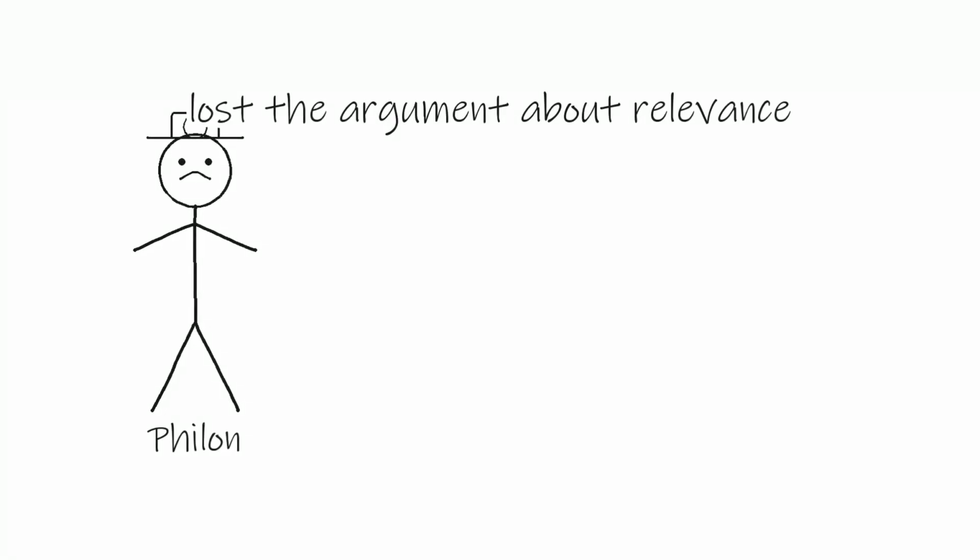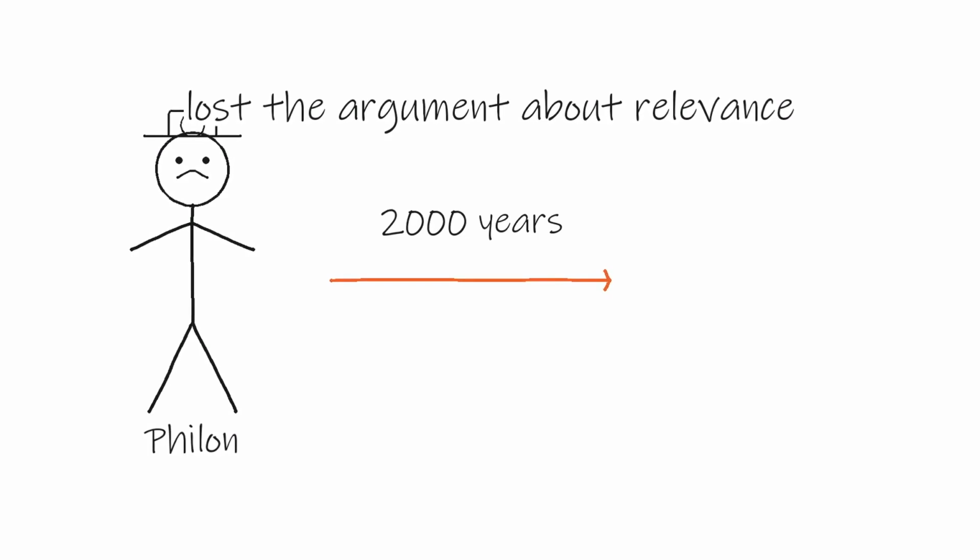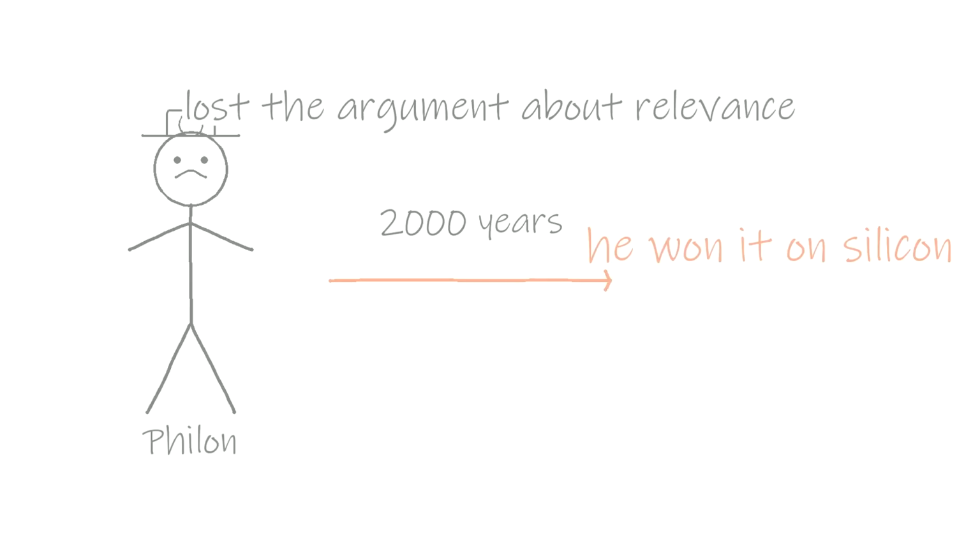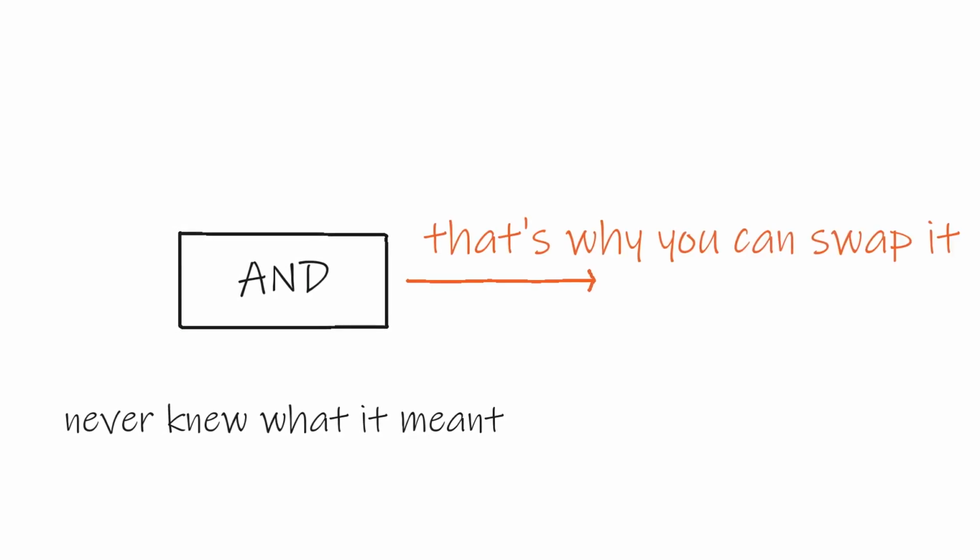Philon lost the argument about relevance to his teacher. 2,000 years later, he won it on silicon. Your gate never knew what any of it meant. That's exactly why you can swap it.